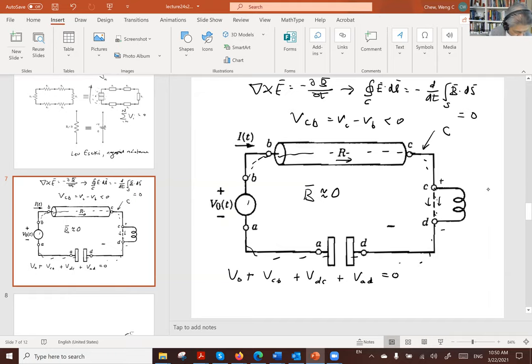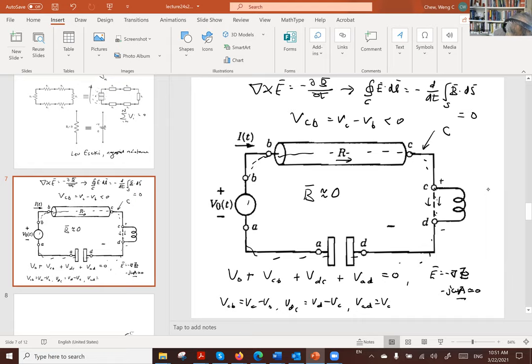And then when you work things out, everything works out to be correct, because you assume that E is minus grad phi, and then the j omega A term that you should have in Maxwell's equation is assumed to be zero. That means that there's no induction term, and A usually comes from the magnetic field. You can easily show that VCB is, as I say, VC minus VB, and then VDC is VD minus VC, and then VAD is VA minus VD. And all these are negative numbers. V zero is of course a positive number because it is driven by a voltage source.